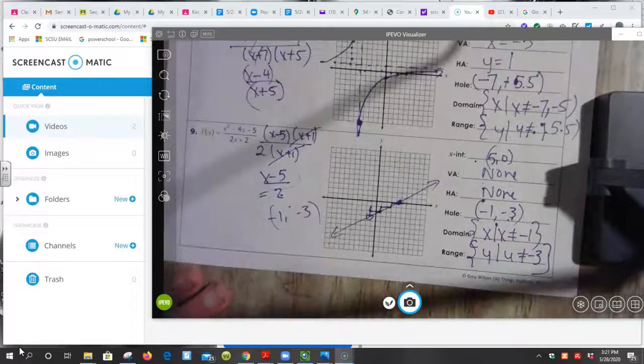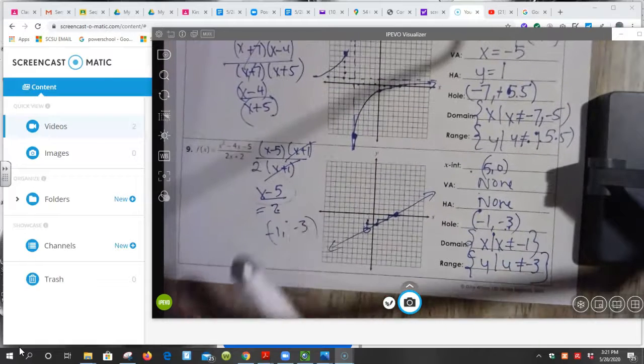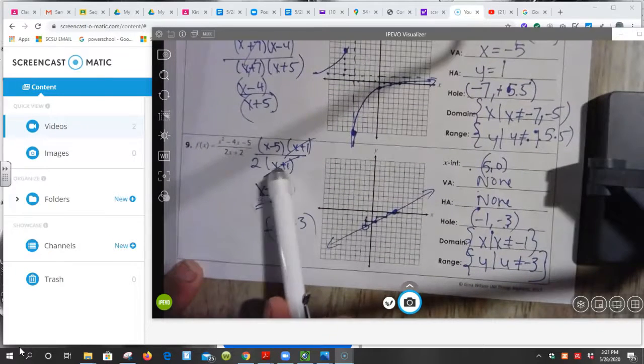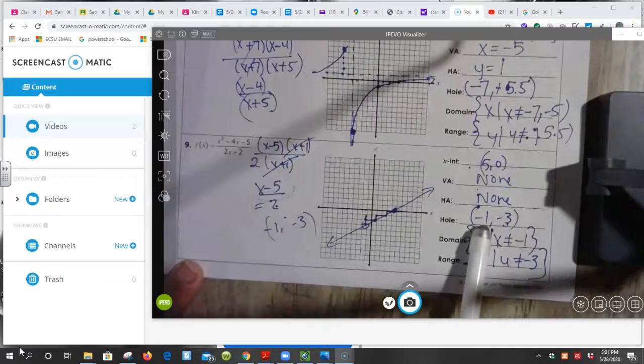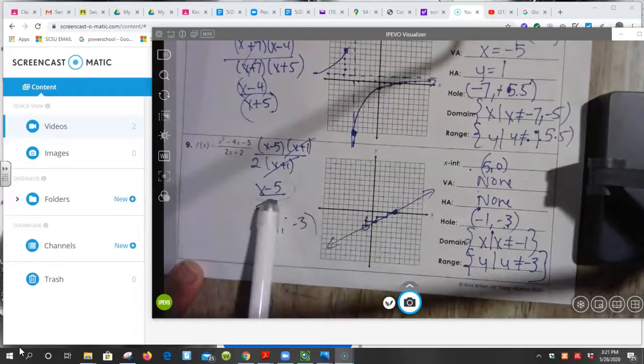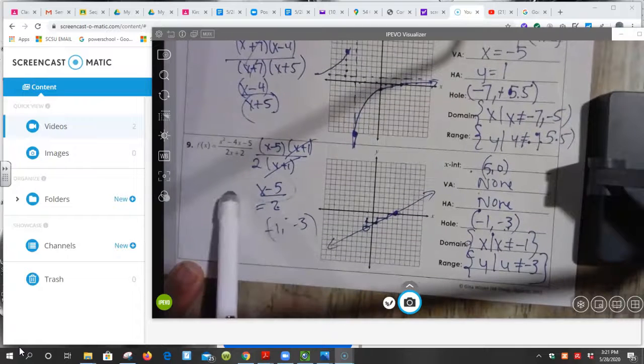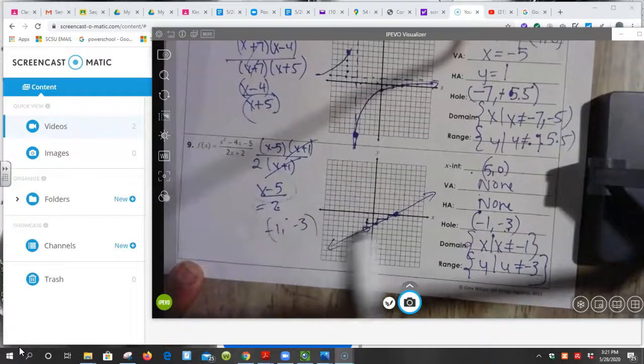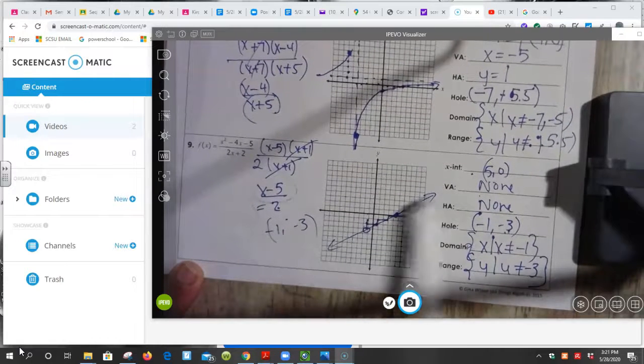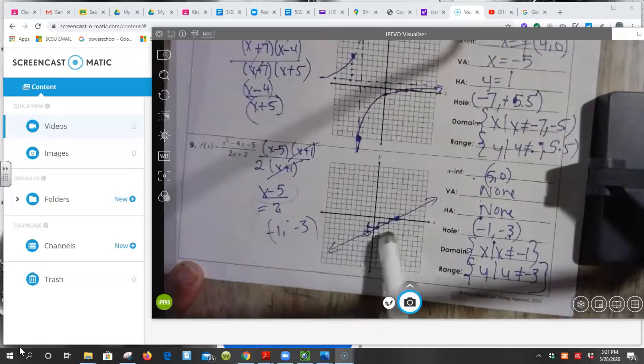And the last problem, number 9. After you factor out x plus 1, that means -1 makes that 0, so that's why the hole's at -1. You put -1 back in, you get -3, so the hole's at (-1, -3) right there. The result is a line, with the slope of 1/2 and a y-intercept of -5 halves, so that's why I have the line with a hole right there.